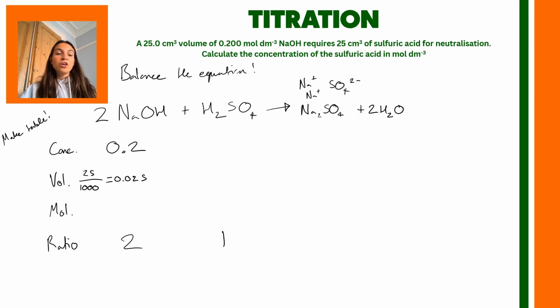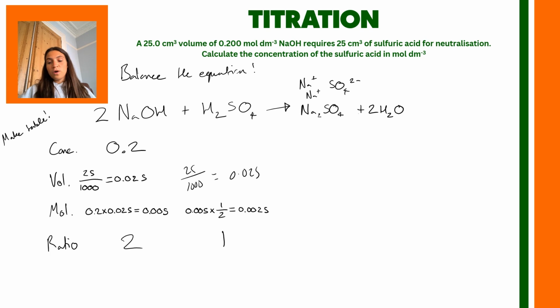And then to work out the volume, remember I can take my volume in centimeters cubed, divide it by 1,000 to get that volume in decimeters cubed. And the reason I'm doing that is because my concentration is in decimeters cubed, so I need them to be in the same unit. And same for my volume of sulfuric acid, it's in centimeters cubed, but let's get it into decimeters cubed by dividing by 1,000. Then to get my number of moles, I take my 0.2 concentration, multiply it by the volume, which gives 0.005 moles of sodium hydroxide, and then I'm in this ratio of 2 to 1.